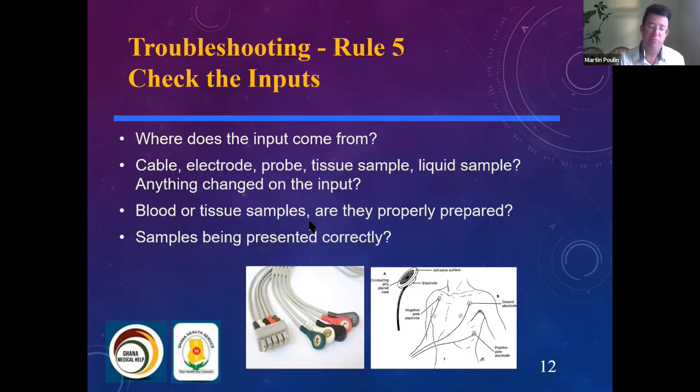And then go back to rule number 3 and listen to the user. Sometimes they have the answer, but are not sure of it, so they call you to confirm what they thought. If tissue samples are utilized, are they properly prepared? Are the samples being presented correctly? So just some of the things to think about with respect to checking the inputs.